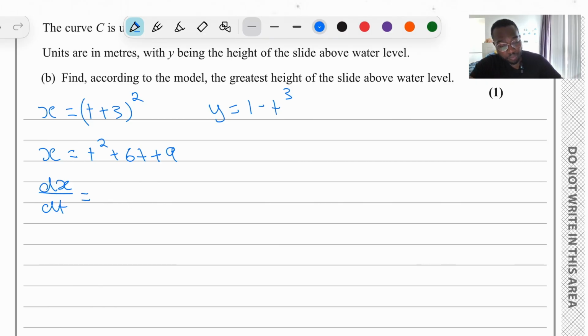We have to do it by parametric differentiation. So that gives us 2t + 6. And for the y value, if we do dy over dt, that is simply going to be minus 3t squared. Okay.